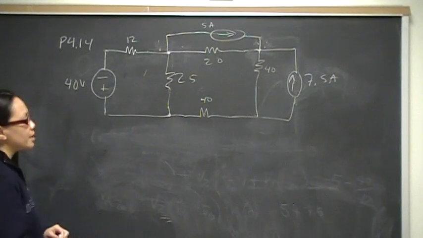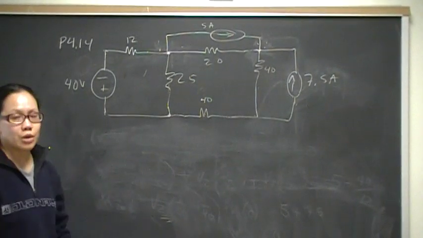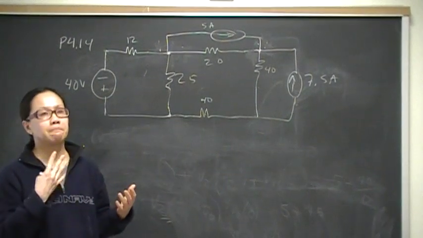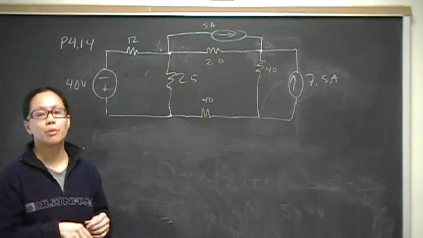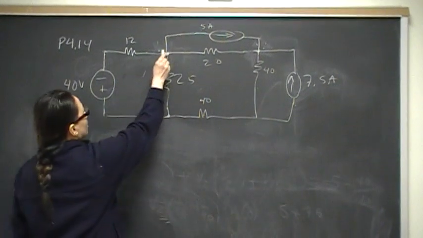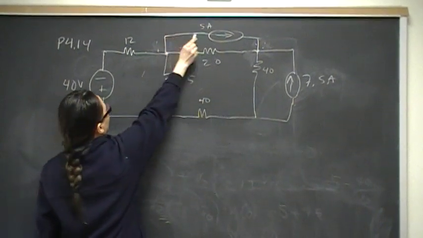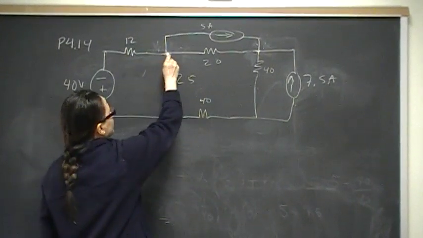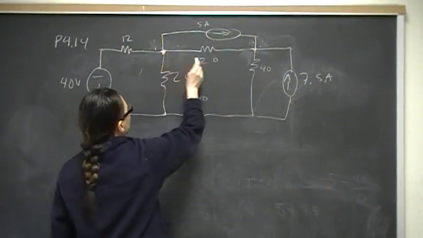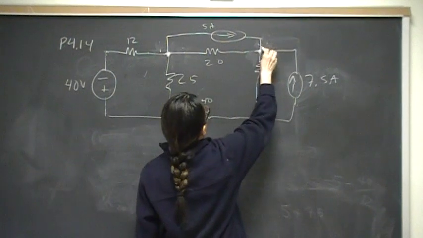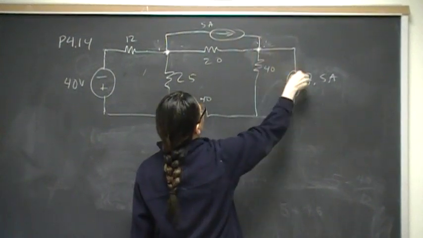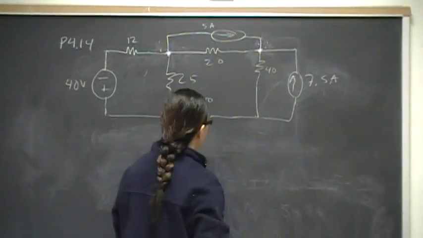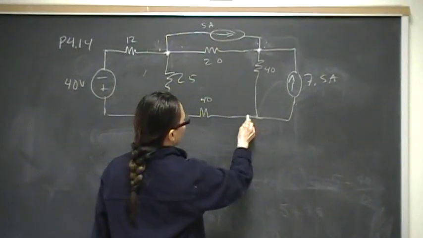So that being said, let's identify the essential nodes in this problem. Remember, essential nodes are nodes that connect 3 or more circuit elements. So it's going to be this one right here, which connects the 5 amp, the 20 ohm, the 25 ohm, and the 12 ohm resistor. That's one node. This is a second node, right? A 5 amp, a 7 amp, a 40 ohm, and a 20 ohm.